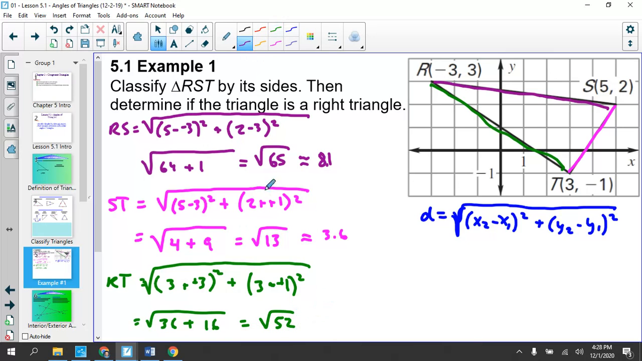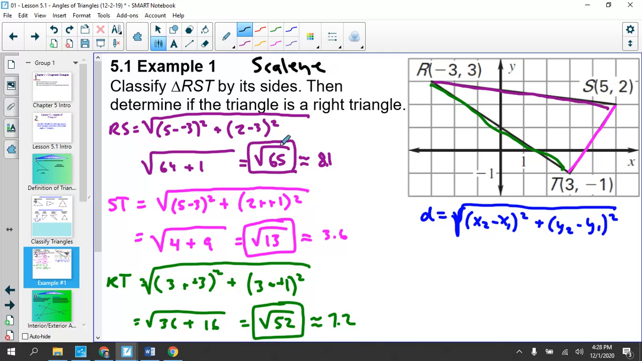So I can see them all right here. The square root of 65 was the length of one of my sides. The square root of 13 was one of my other sides. And the square root of 52 was equal to the third side. Why not just finish it? The square root of 52 is about 7.2. So now that I've gone through a little bit of work, I can definitively say these are all different. This is scalene. So let's make a conclusion here and say, hey, this triangle is scalene.